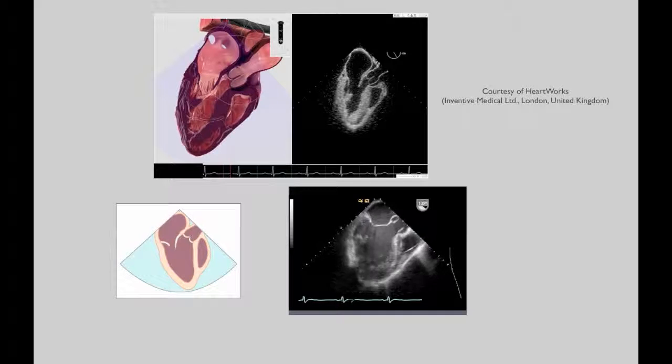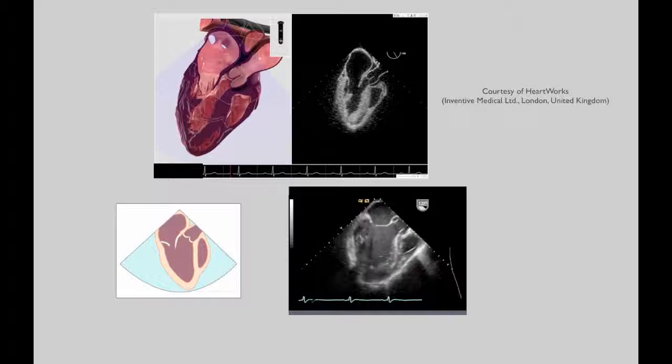The stylized simulator images at the top demonstrate an idealized view of the mid-esophageal aortic valve long axis, showing very clearly the left atrium, the left ventricle, the mitral valve, and the aortic valve. The image on the bottom right shows a more real-life picture.